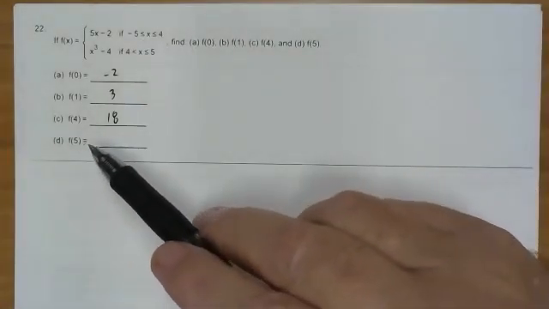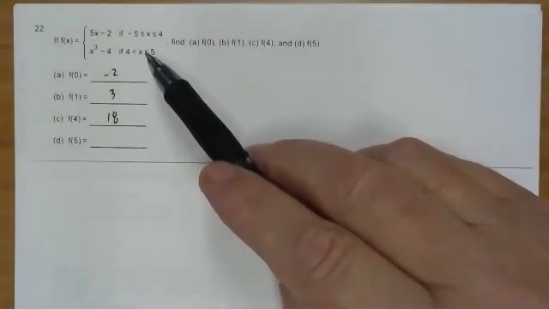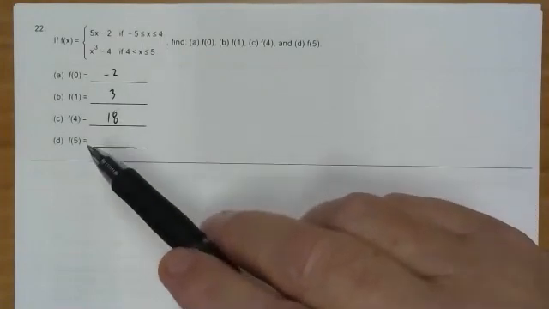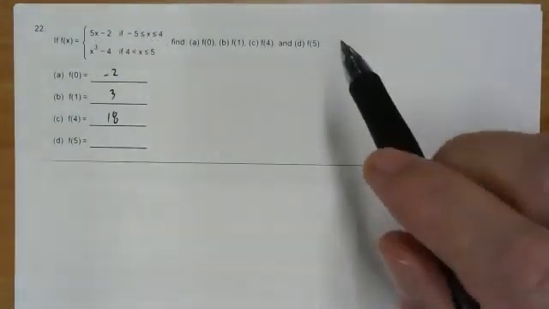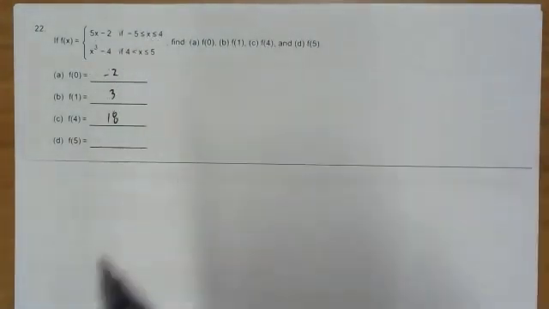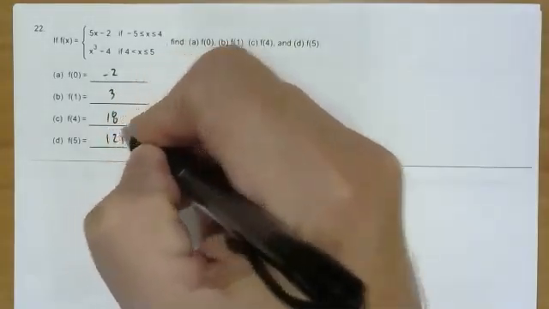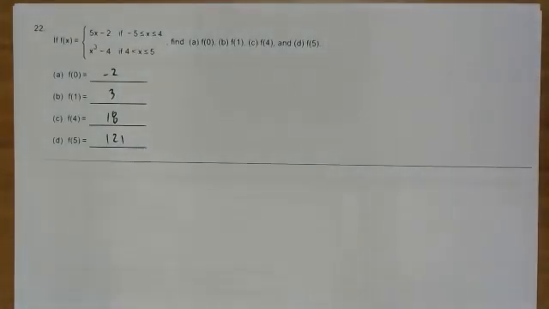And then the last one, f of 5. Now we go down to the second function and you plug in 5. Wow, 5 cubed. 5 times 25 is 125. 125 minus 4. Seems like a big number, but those are correct.